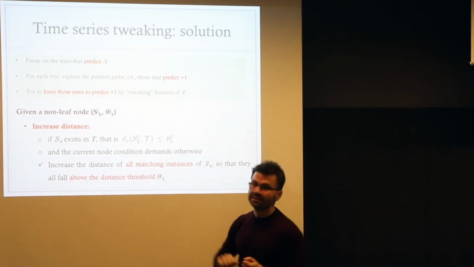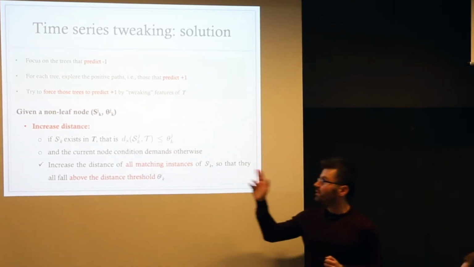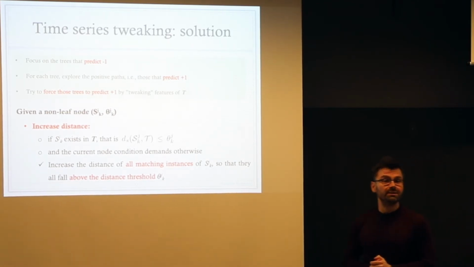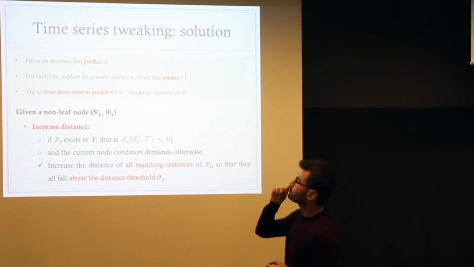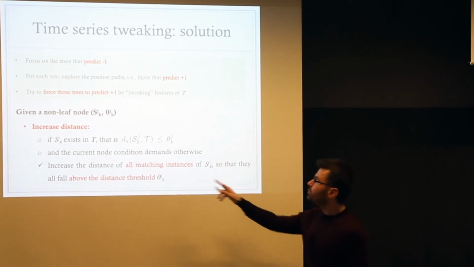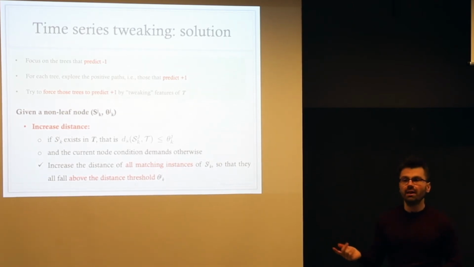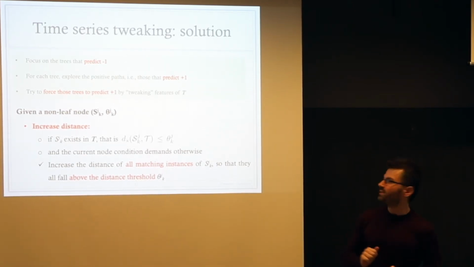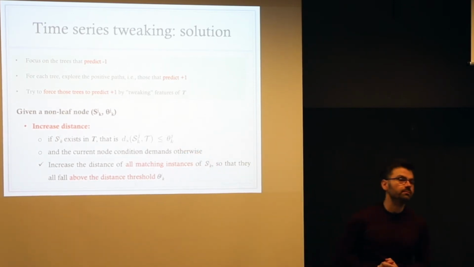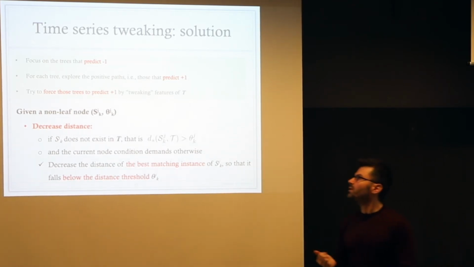The shapelet could exist in the time series, and its distance could be less than or equal to theta. If that's the case, and we want to revert that, meaning the node condition demands otherwise, what we do is find all matching instances of that shapelet in the time series, and we increase their distance to something slightly above that particular threshold. And the opposite could occur as well, of course.